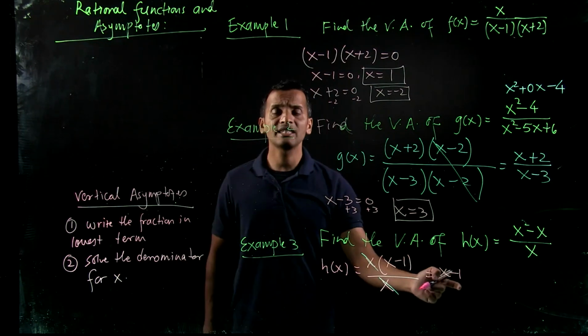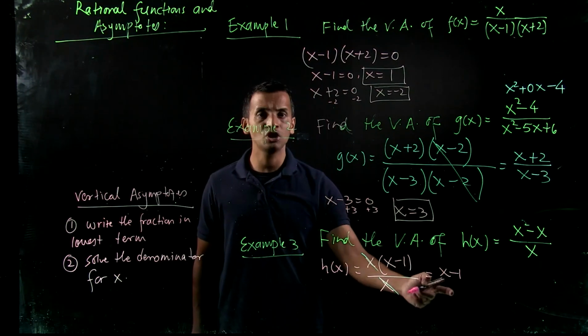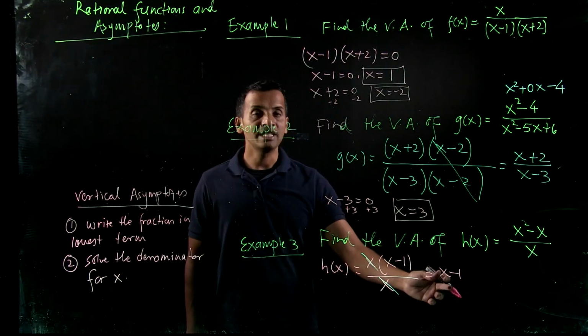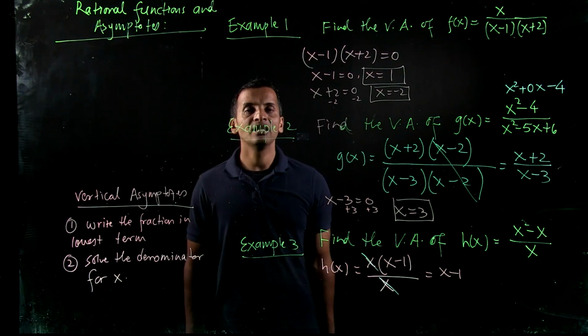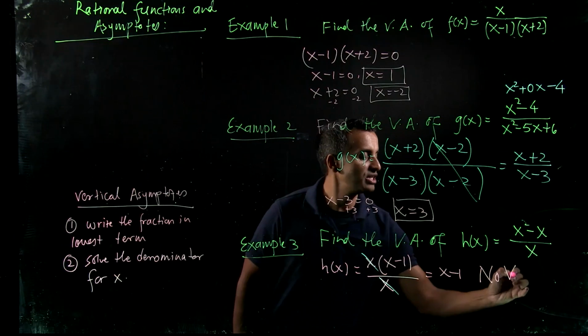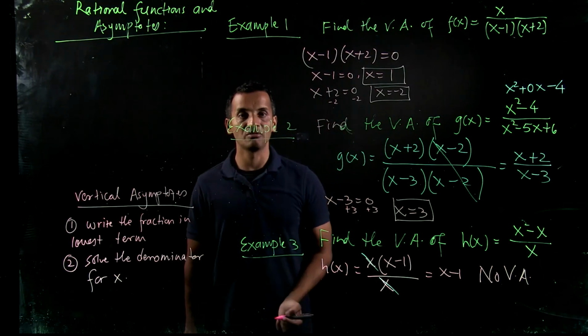Is there x in the denominator in the lowest form? There is no x in the denominator once you change into the lowest form. So since there is no x in the denominator, it does not have a vertical asymptote. So no vertical asymptote. This is what you write.